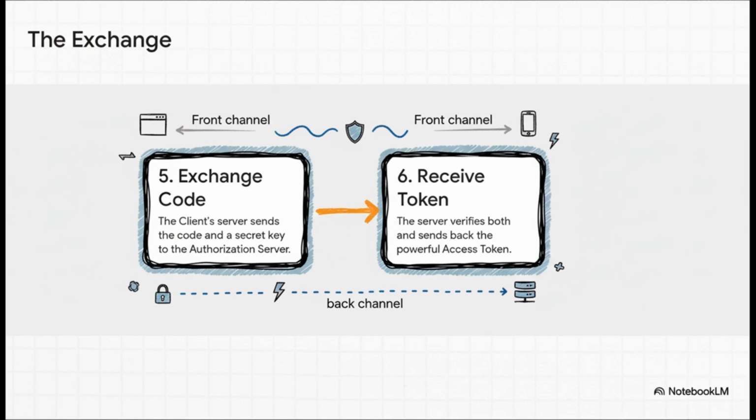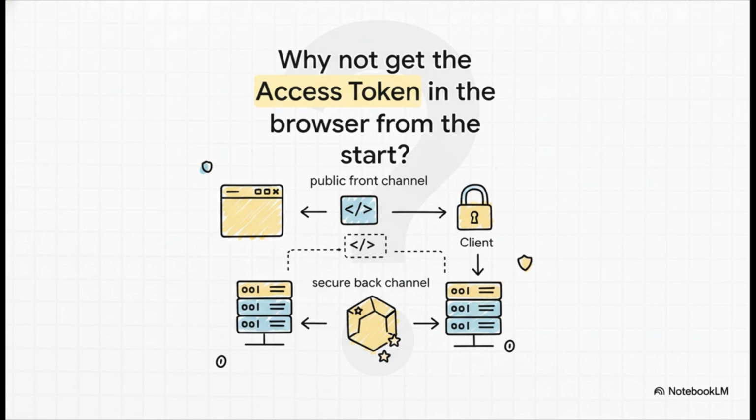Google checks both, and if it all looks good, it finally hands over the real prize, the powerful access token. Which, of course, brings us right back to the big mystery, right? Why go through all that hassle with a temporary code if the goal was to get the access token all along? Why didn't Google just send that back to the browser in the first place?